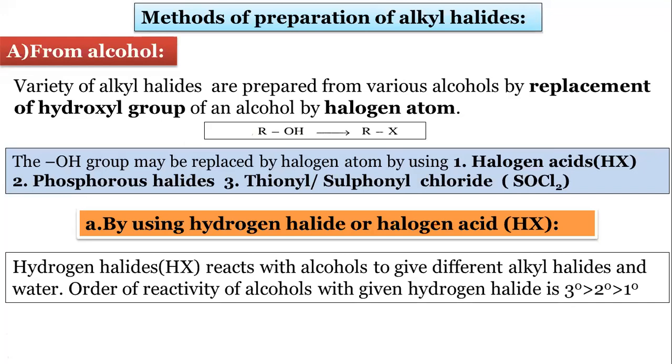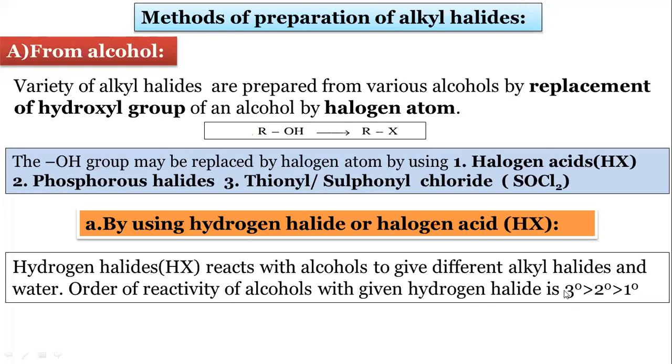Reaction with HF. Reactivity of HCl and HBr is medium. So in your syllabus, the reactions with HCl and HBr are given. First one, and the order of reactivity of alcohols is given. The reactivity: tertiary alcohols react fast, then secondary alcohols, and then primary alcohols.